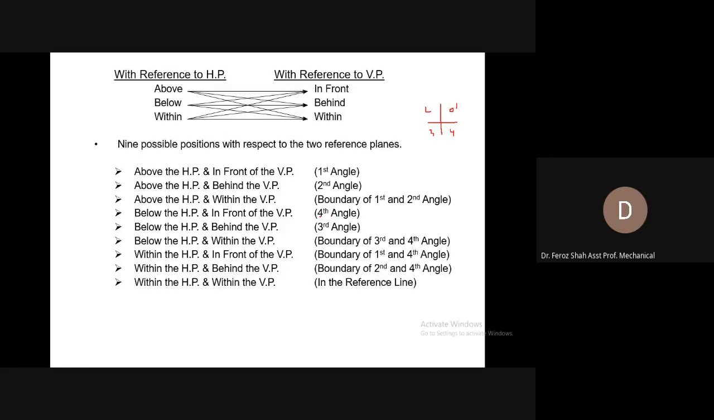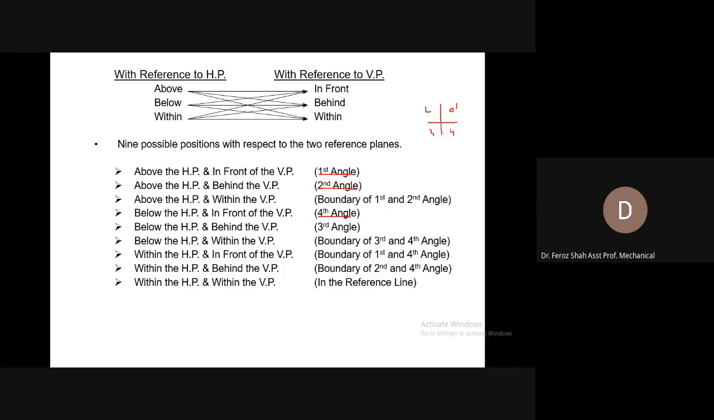So, it will be the case of the fourth angle projection. If the point is lying in the fourth quadrant, its front view and top view both will come below the XY reference line. In second angle, both were coming above the XY reference line. And in fourth, both are coming below the XY reference line. In first, the front view would be above the XY reference line and the top view would be below the XY reference line.